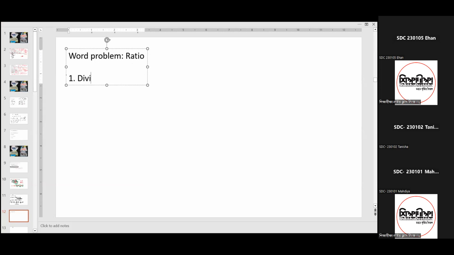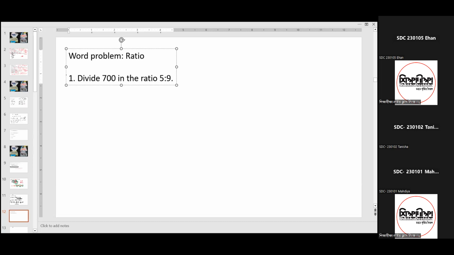Can you do this one? Divide 700 in the ratio 5:9. Can you divide it? Can you distribute 700 into two numbers in the ratio?